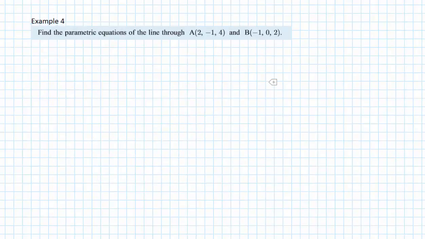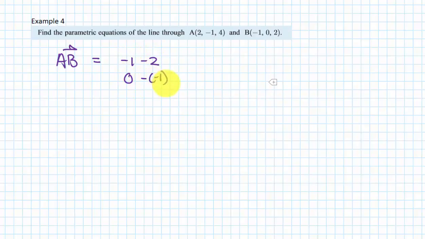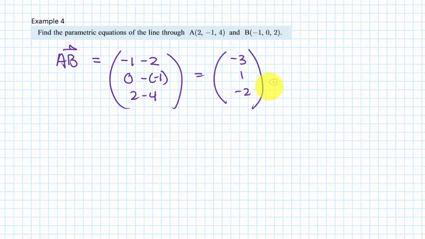For the next question, we're asked to come up with the parametric equation, and instead of giving us a point and the direction vector, they're just giving us 2 points. But if we actually find vector AB, well, that's giving us the direction vector. So then we can do -1 minus 2, 0 minus -1, 2 minus 4, which simplifies to be (-3, 1, -2). So this is our direction vector. And then we can use either point. So it doesn't make a difference.